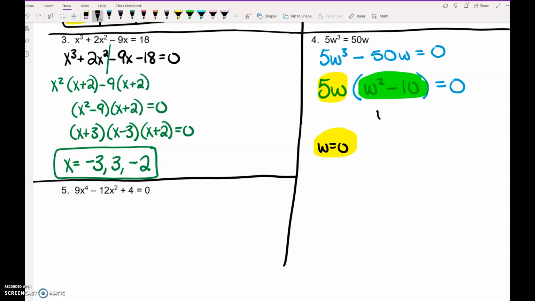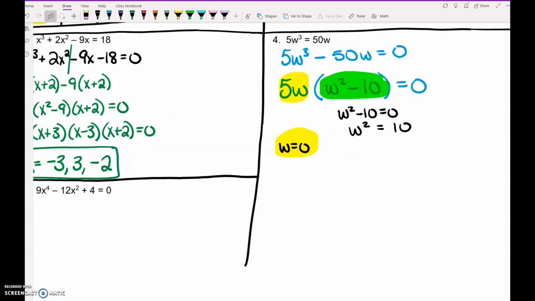All right, now for the green piece. We take w squared minus 10 and put it equal to 0. We would add 10 to both sides to get w squared equals 10. How do you undo a square? Square root. What do you have to put in front of a square root? A plus or minus. So w equals plus or minus the square root of 10.